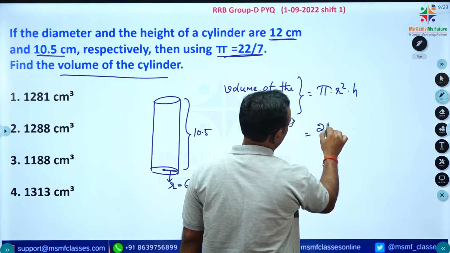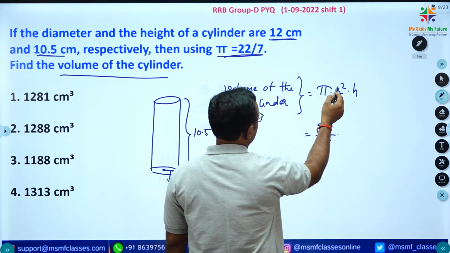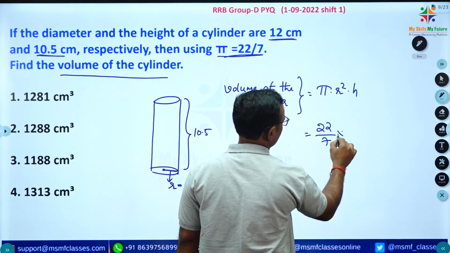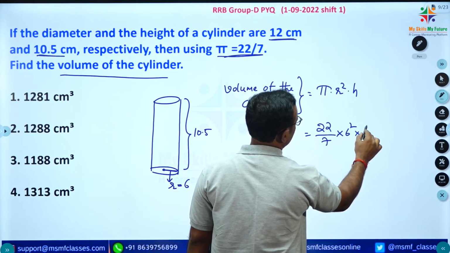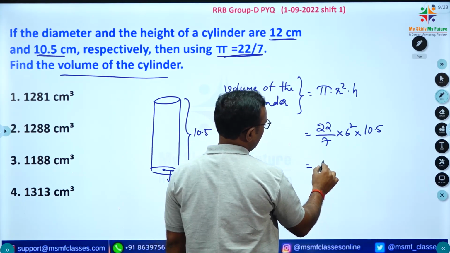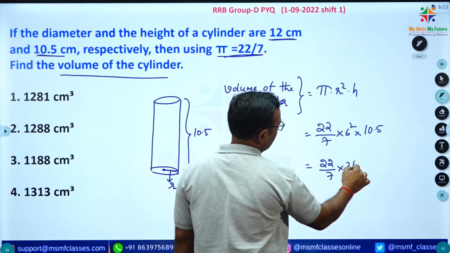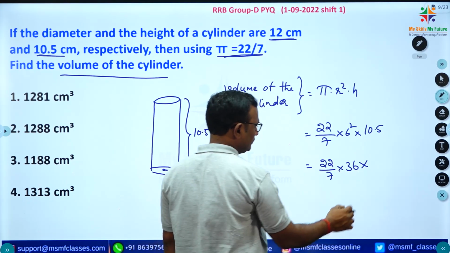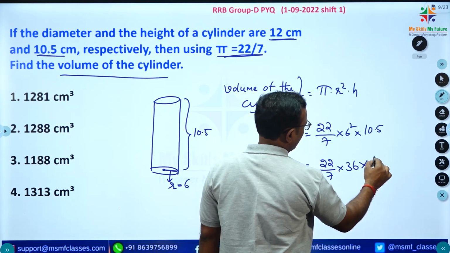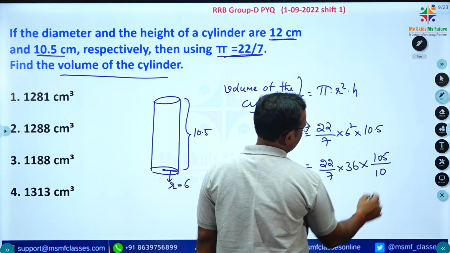So 22/7 r square, so 6 square into h, 10.5. So 22/7 into 36 into 10.5, which can be written as 105 by 10.